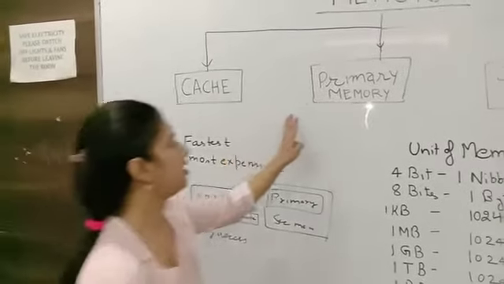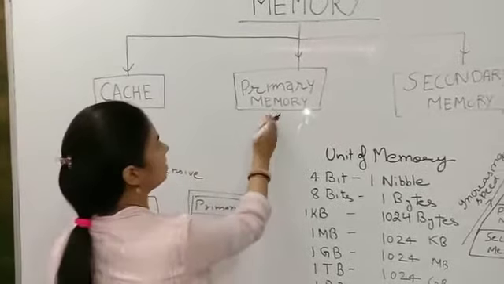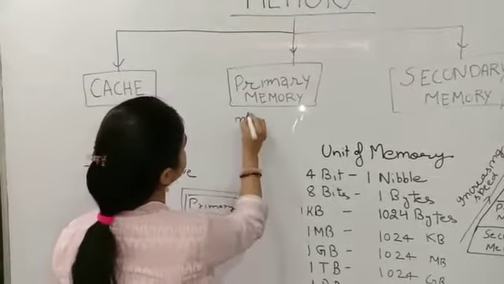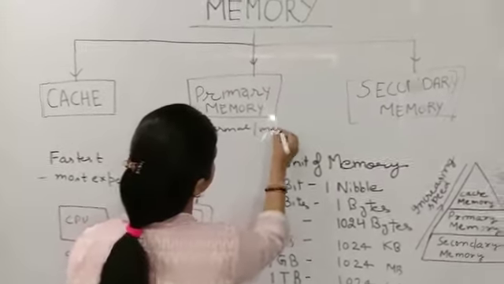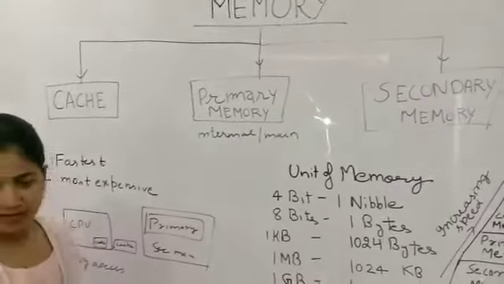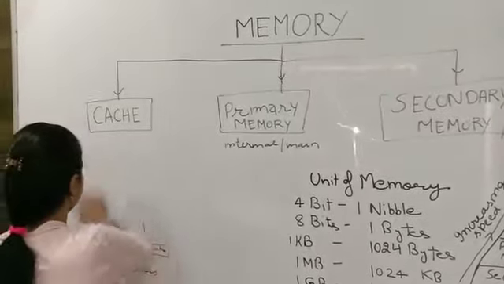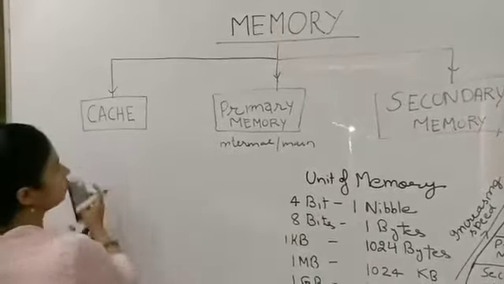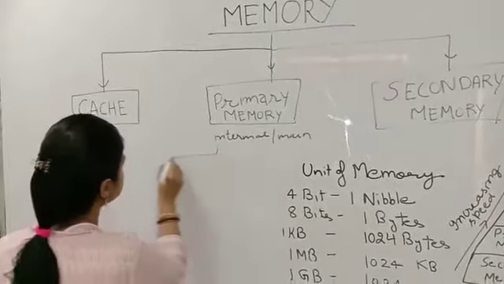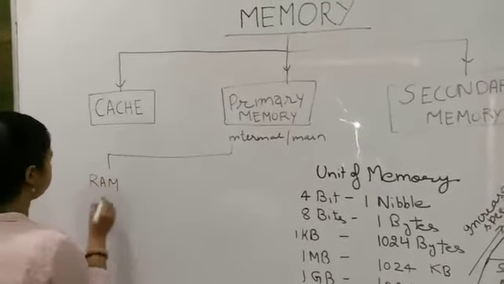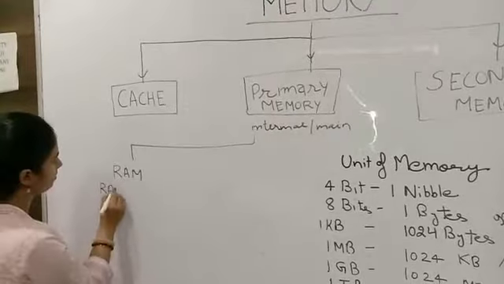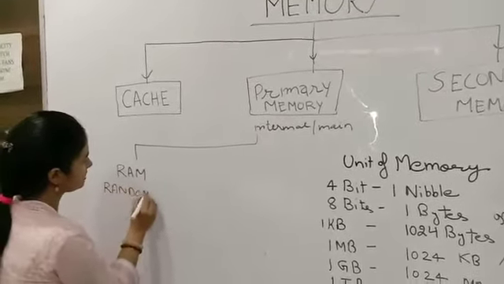And now we have primary memory. Primary memory is also called internal memory and main memory. This is of two types, that is RAM and ROM. The first one is RAM. What does RAM stand for? Random access memory.